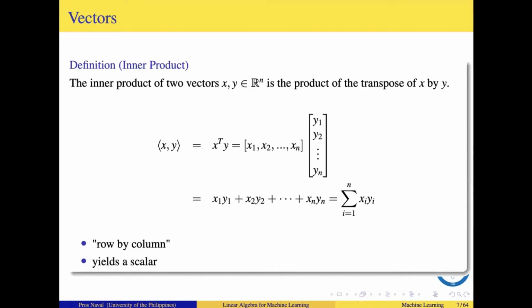Definition of the inner product. The inner product of two vectors x, y is the product of the transpose of x by y. So this is something that's familiar. We have studied this previously. Just take note that when we do the inner product, the vectors must be arranged in this manner. It must be in this form, row by column. And the inner product is a scalar.